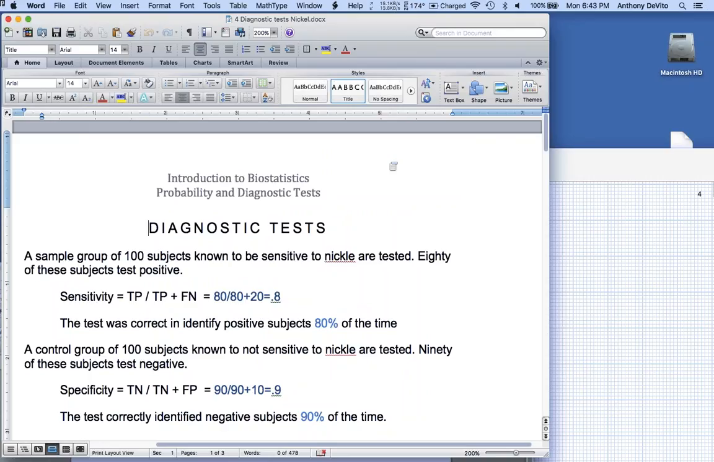Anybody here have a nickel allergy by any chance? Yeah, how do you know? Piercings or something like that? Yeah, piercings are getting a lot more popular these days.